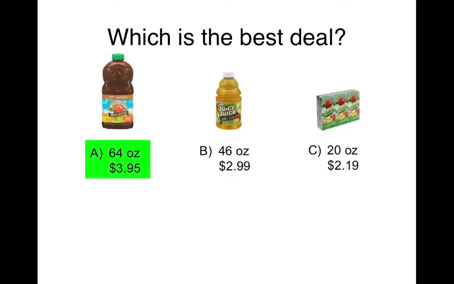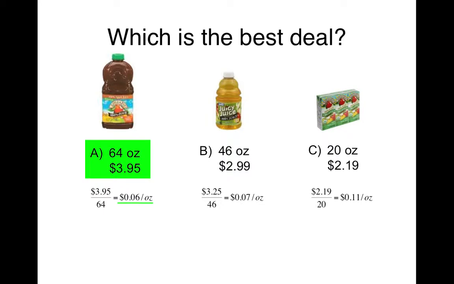The best deal is A. Maybe you just went with a gut feeling, but there's a way to compare numbers directly. Since they're all different sizes, it would be helpful to compare how much 1 ounce costs by dividing. We can see that choice A is the cheapest at 6 cents per ounce.